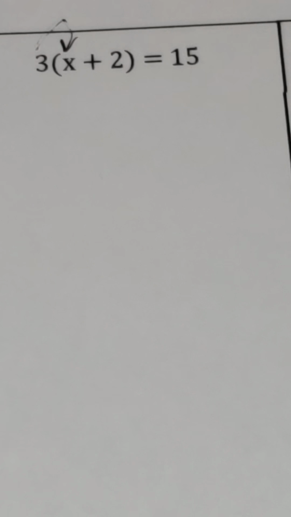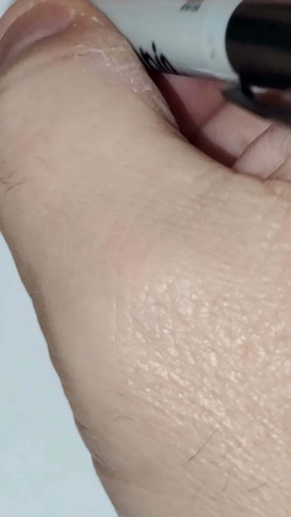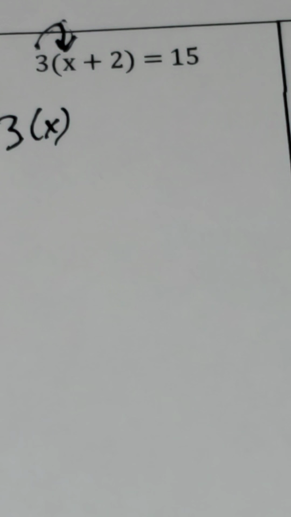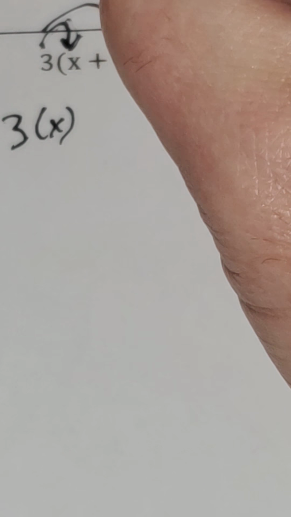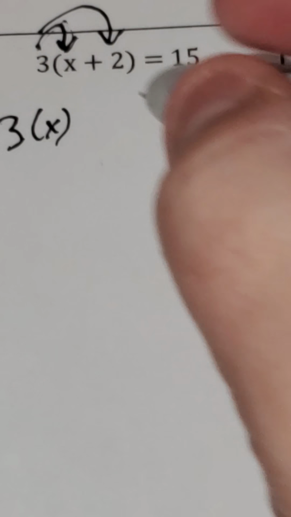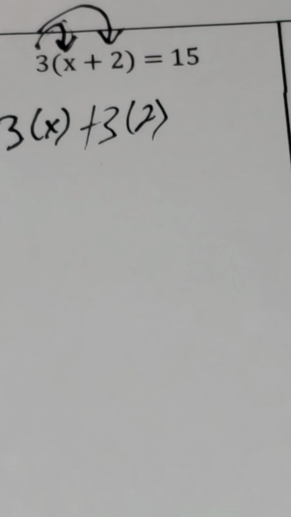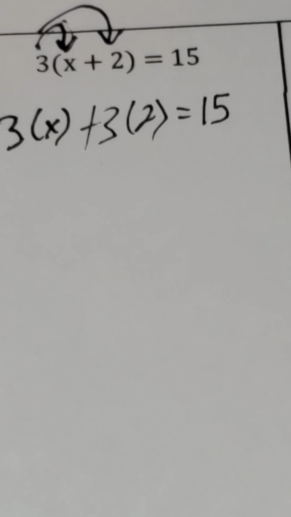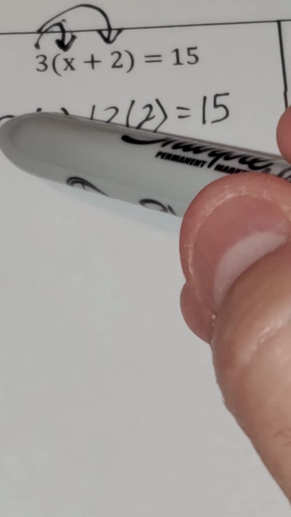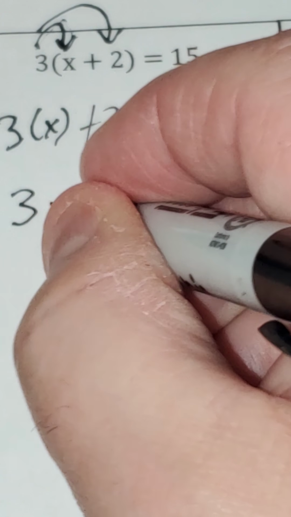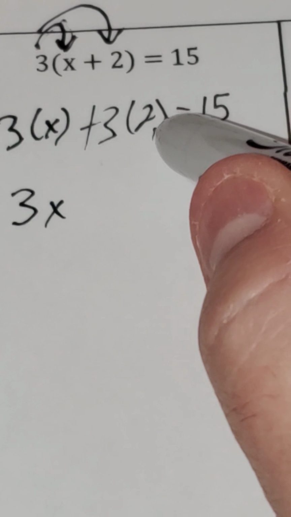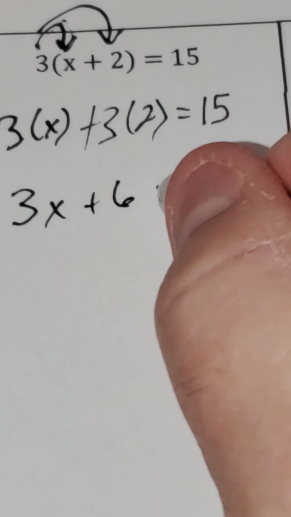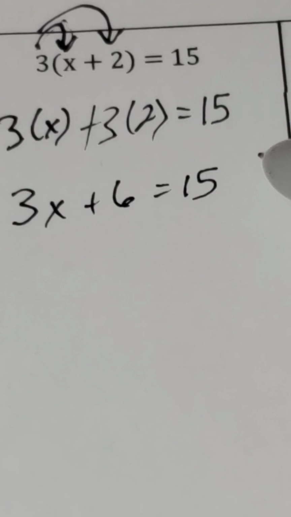We're going to take this 3 and we're going to multiply it times that x. Okay? So we get 3 times x. And then we're going to take this 3 and we're going to multiply it times that 2. So it's a positive 3 times a 2. And then just keep writing what you see. You see an equals, and then you see a 15. Okay? Then we'll just do the multiplication that we see. 3 times x is 3x. Positive 3 times positive 2 is positive 6. And of course, we just keep writing everything else we see.